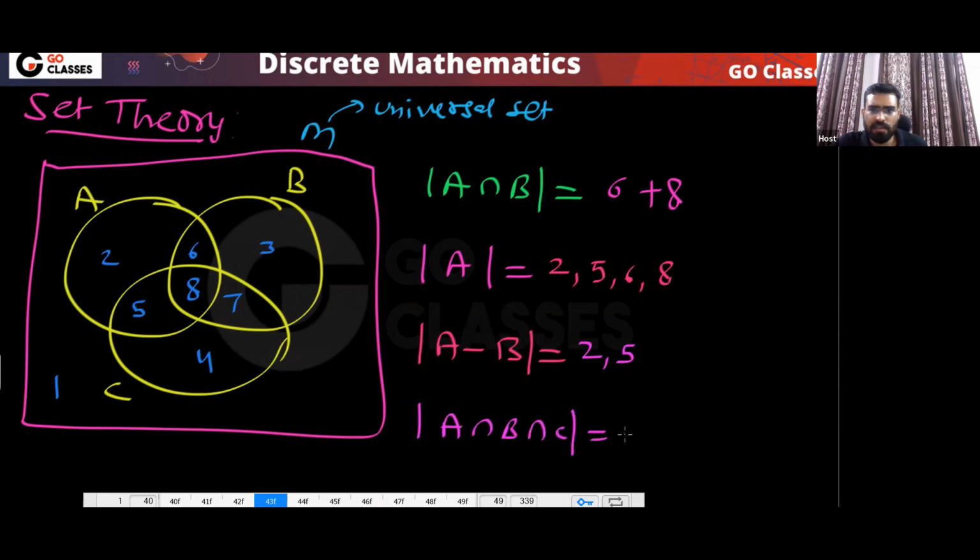Now, similarly, you can find A intersection B intersection C. That is area number 8. If I ask you A intersection B intersection C bar, you should count A, you should count B, but you should not count C. Like who are taking algebra, biology, and this is chemistry. This means those students who are in algebra and biology, but not in chemistry.